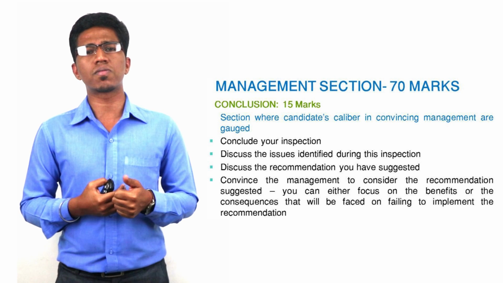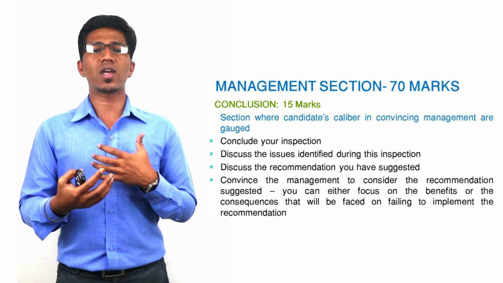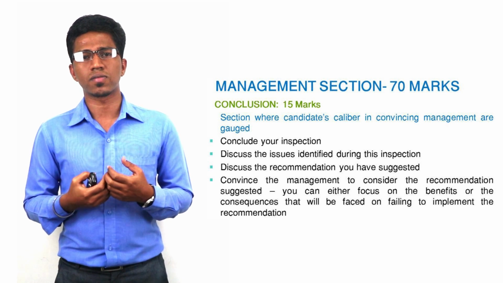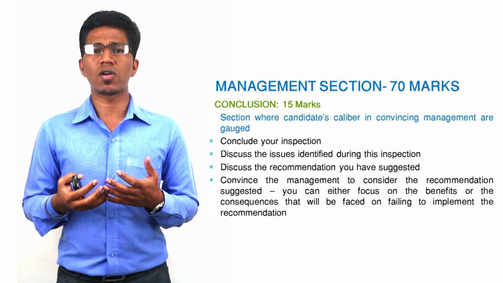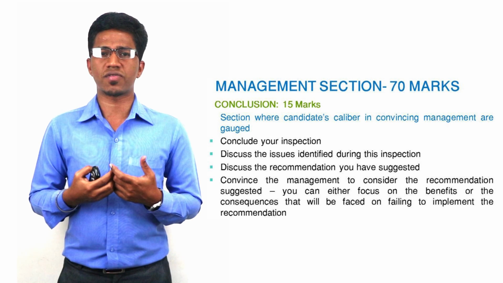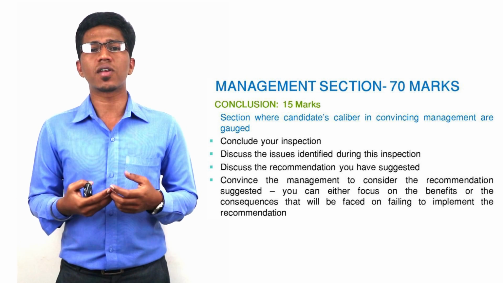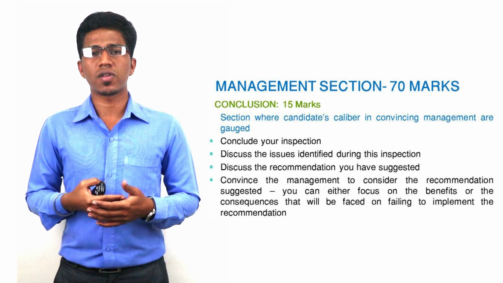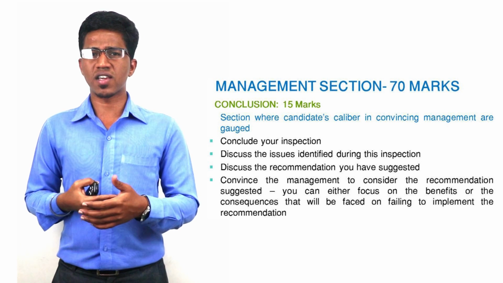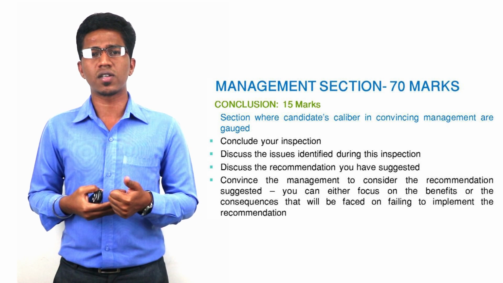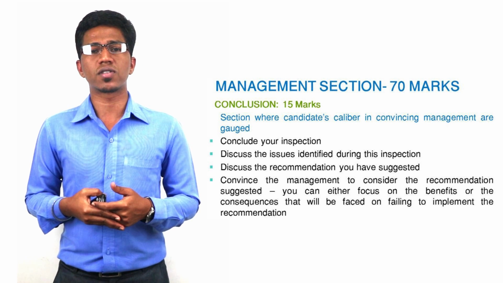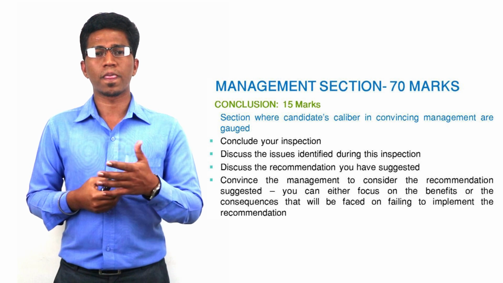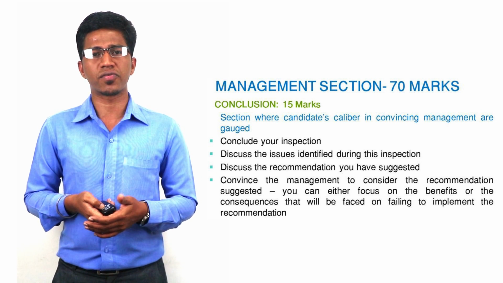We'll move to the third most important paragraph, which is how you can convince your management to consider and implement the recommendation. Definitely your management will not easily accept the recommendations you have suggested. So you need to convince them why they have to accept that particular recommendation. How can I convince them? Either I talk about the benefit they're going to get, or I talk about the consequences they will face by failing to consider that particular recommendation. There ends your conclusion part for 15 marks.